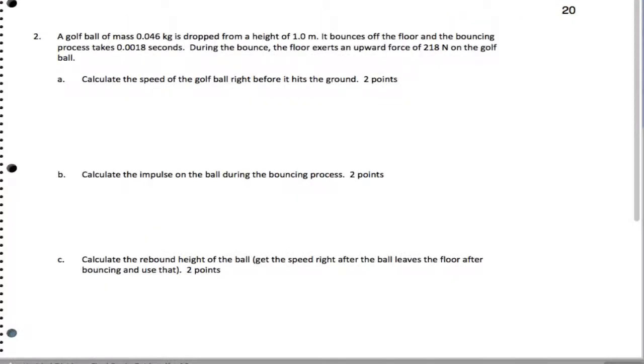We have a golf ball that is dropped. And once again, since we do mention time, we're going to probably use the impulse momentum theorem, but we're also going to need a little bit of kinematics to get us through this. We need the speed of the golf ball right before it hits the ground. I don't have the time it falls. This is the time of bouncing. This is the impulse time, not the falling time. To get the falling time, we don't know it. So let's do a formula that doesn't require that.